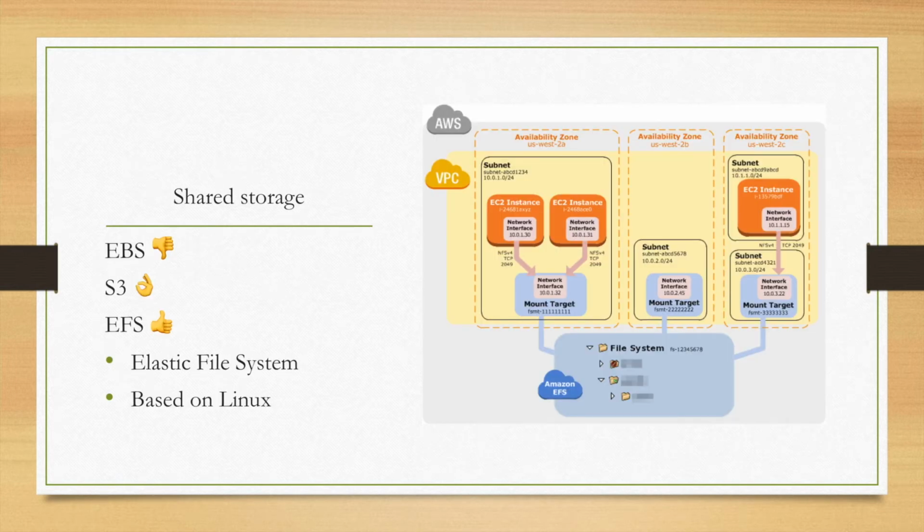Sometimes we want to use shared storage to share some content between different servers. EBS only uses local storage, so it's not ideal as shared storage. S3 is one option. It can be used as shared storage, but it's not high performance.